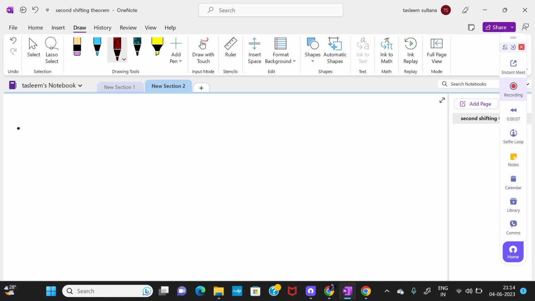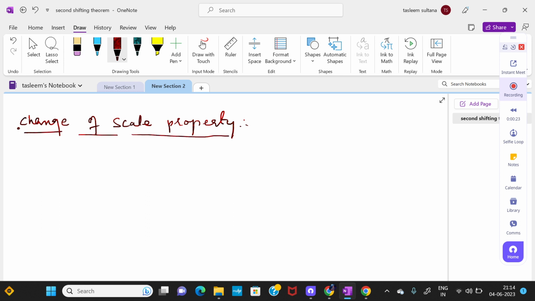Next one, change of scale property. The statement says: if L of f of t is equal to f bar of s, then L of f of a t is equal to 1 by a into f bar of s by a. This was your change of scale property under a Laplace transform.